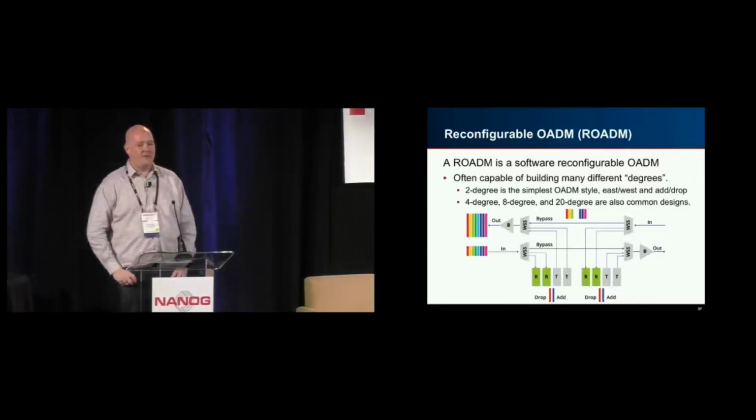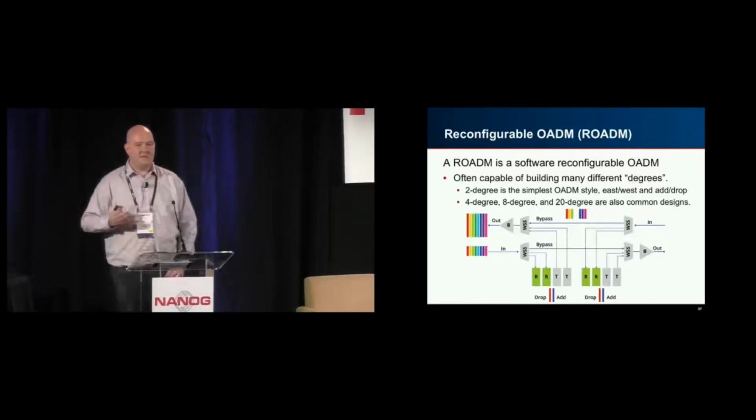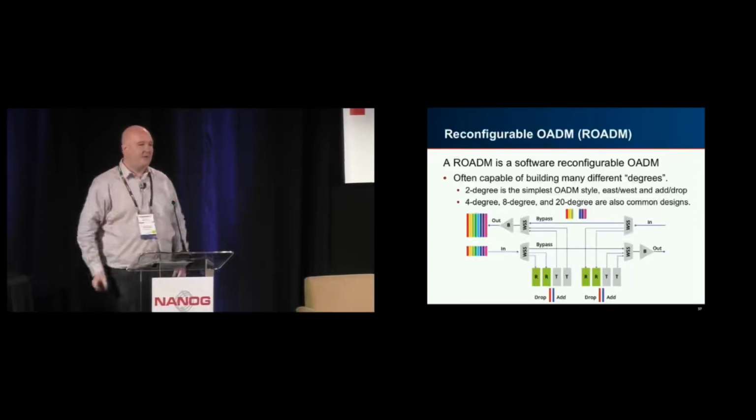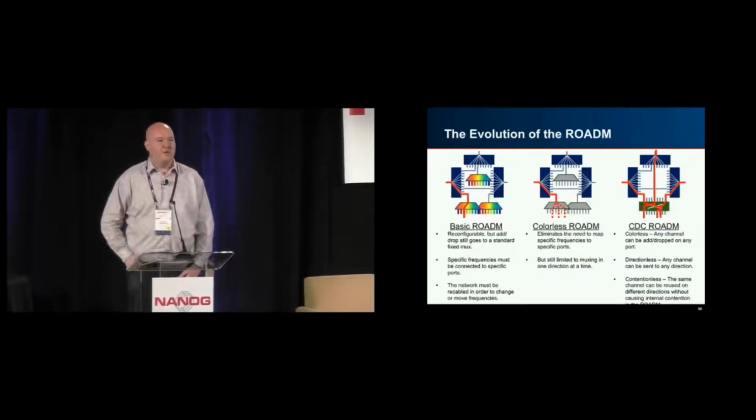But you can build 4-degree, 8-degree, and 20-degree ROADMs are now fairly common. So it lets you build these very complex topologies. You can have a central fiber hub, and you can selectively route which pair of fiber, which path you're going to take. So you can build protected systems, you can reconfigure, you can do all kinds of more rapid provisioning. So ROADMs have evolved quite a bit over the years.